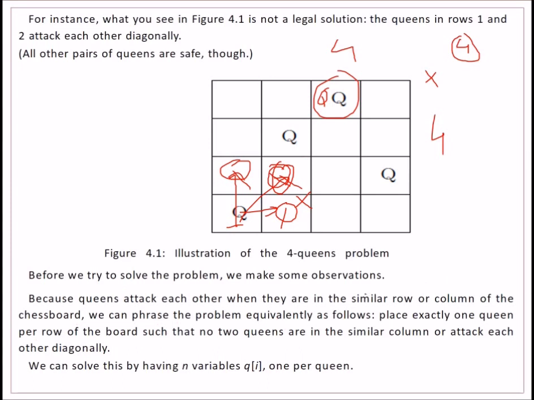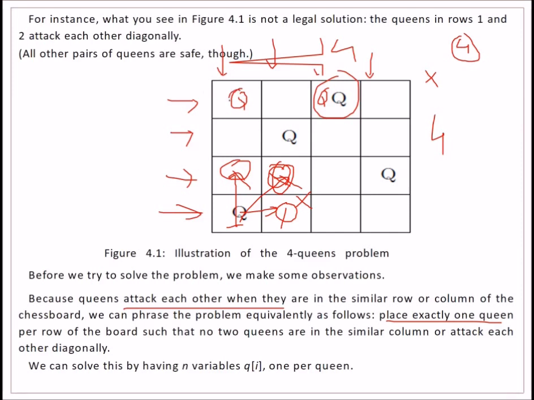Let us make certain observations before we actually solve it. Because queens attack each other when they are in a similar row or column of the chessboard. Means if I am keeping this q, and if I can place one q in one row and place it somehow so that the threat is minimized, so what we will do is we will place exactly one queen per row. So these are the rows. There are 4 rows in this particular example and 4 columns. These are the 4 columns. So we will be placing only one q in one row.